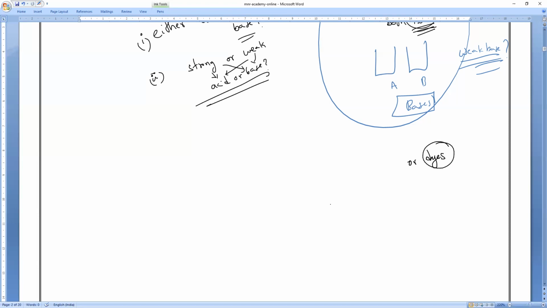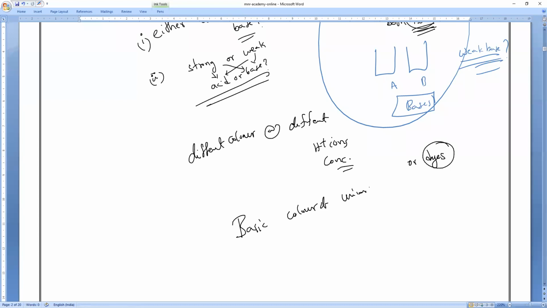So this color will show based upon what concentration? Anybody? Based upon the H plus ion concentration. So that is why we say universal indicator shows different colors at different concentration of H plus ions. So different color at different H plus ion concentration.